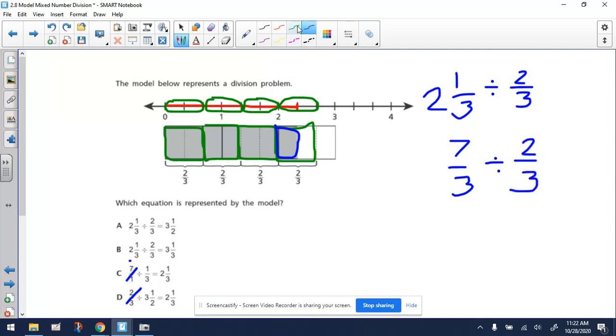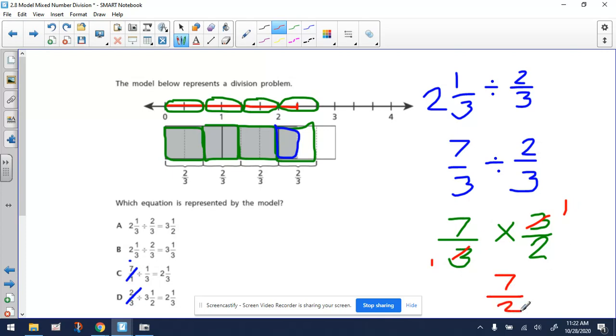If we did keep, change, flip, keep the 7/3, change this to multiply, flip this to its reciprocal, then take advantage of the fact that we can simplify our factors here by dividing by 3. And if we did 7 times 1, wouldn't that equal 7? And if we did 1 times 2, wouldn't that equal 2? So to differentiate between these two, when the picture doesn't work for you, then you need to do the algorithm. You need to finish 7 divided by 2. So numerator divided by denominator.